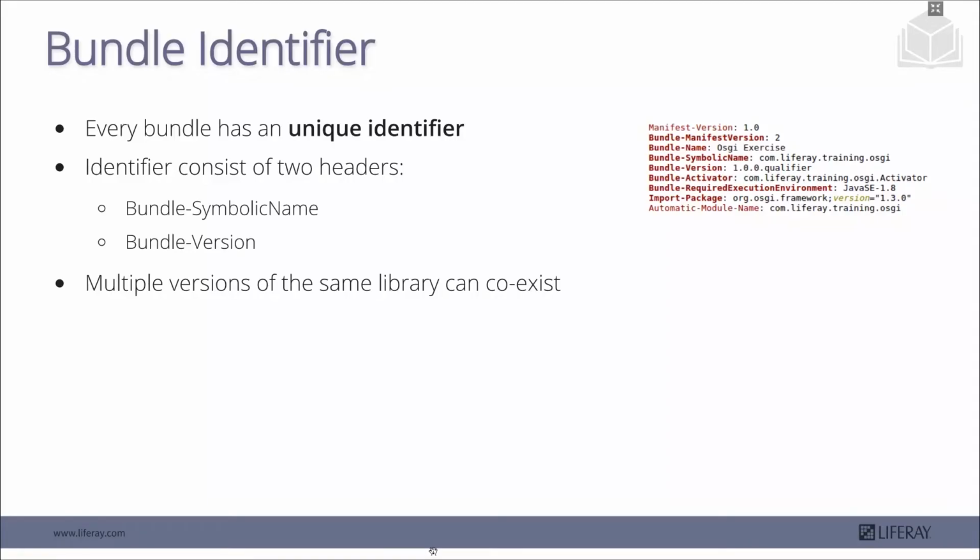First and foremost, every bundle has a way of being uniquely identified, and the way that's done is through the manifest file. Inside of the manifest file, there are two headers. One is called the bundle symbolic name, and the other is called the bundle version. The symbolic name and the version number are completely up to us. Those are the two things needed to uniquely identify a bundle. In doing so, multiple versions of the same bundle as well as the same library can exist inside the OSGi container, so long as those two things are different.